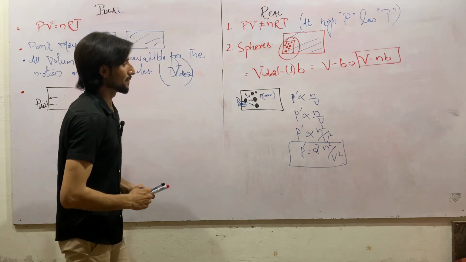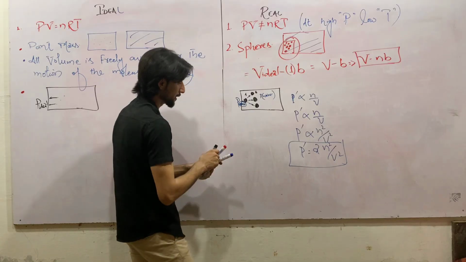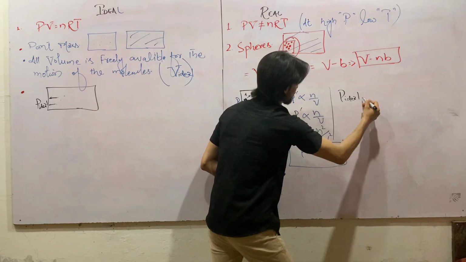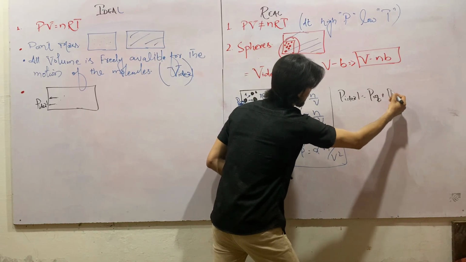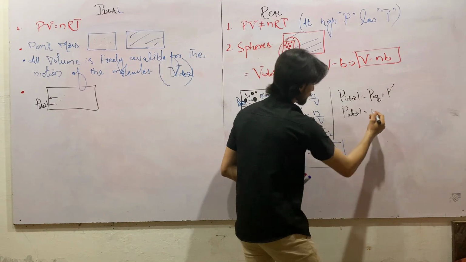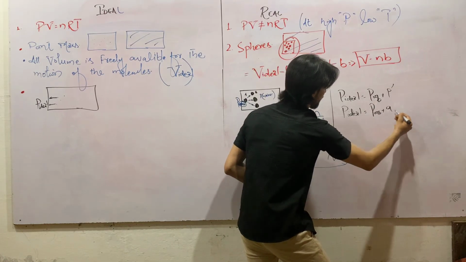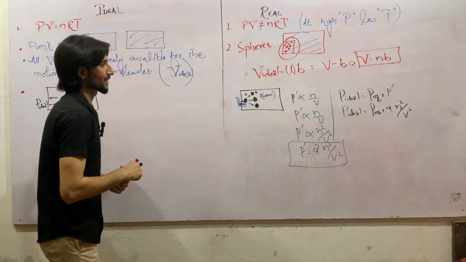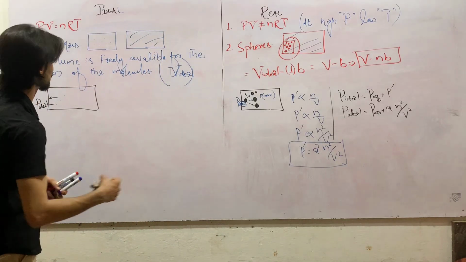So I must add this P dash to my P observed to make it equal to P ideal. So P ideal would be equal to my P observed plus P dash. So P ideal at the end becomes equal to P observed plus what is P dash? a n squared over V squared. So this is called the pressure correction, van der Waals pressure correction in the ideal gas equation.